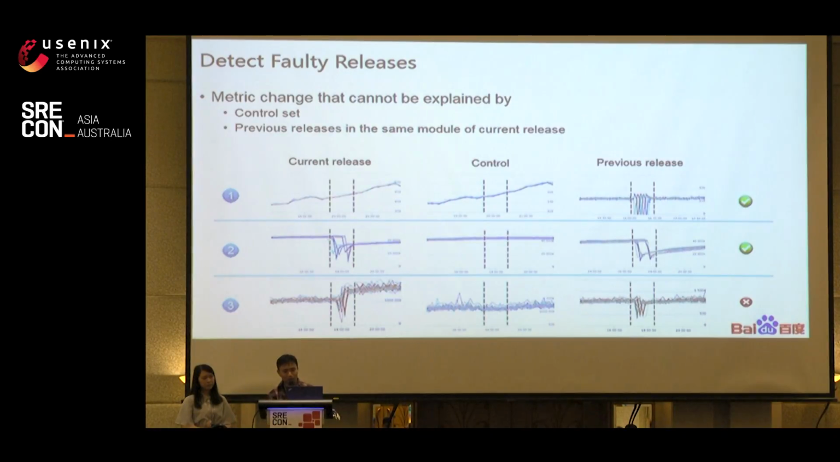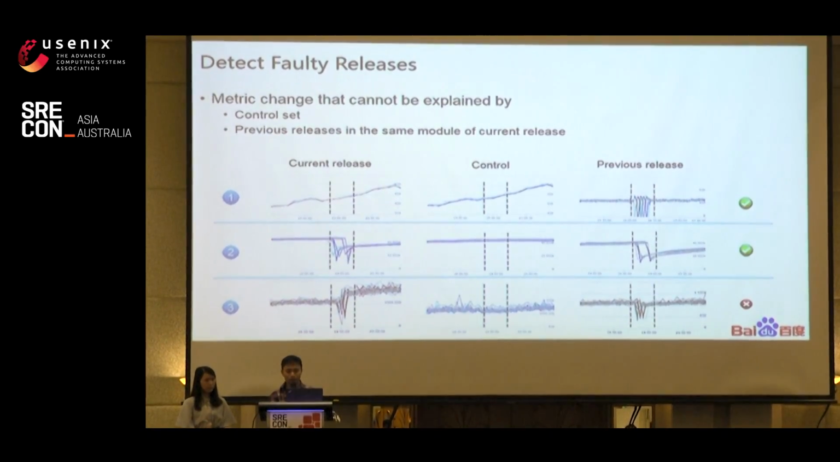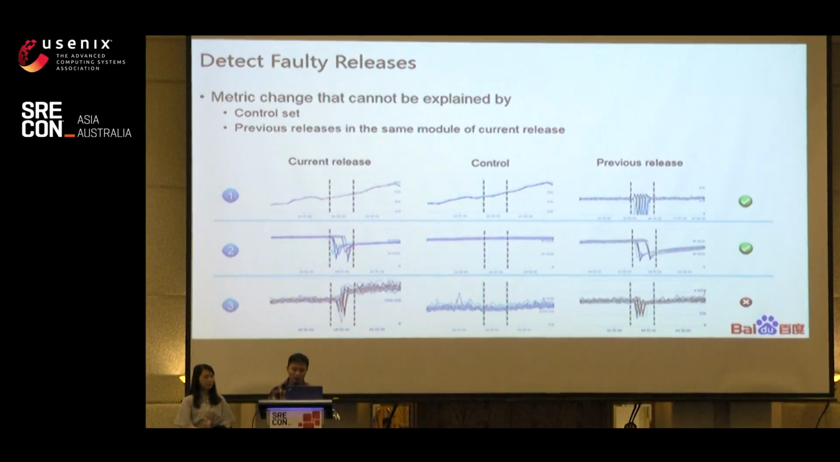And in the second case, we can find that the current release curve is actually quite similar to the previous release curve. So we can also conclude that this release is okay. In the third example, we can see that the current release curve is different from both the control set and any of the previous release curves. So we can say that this release is problematic and should be stopped.